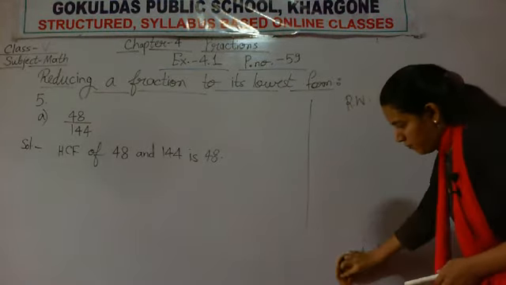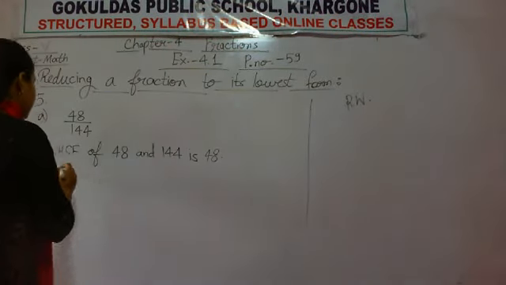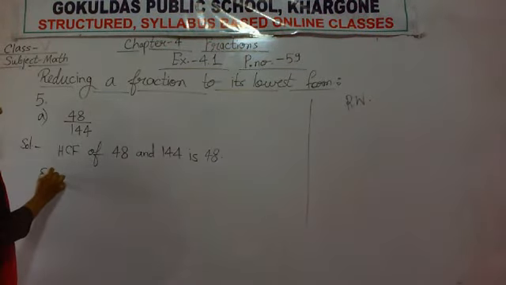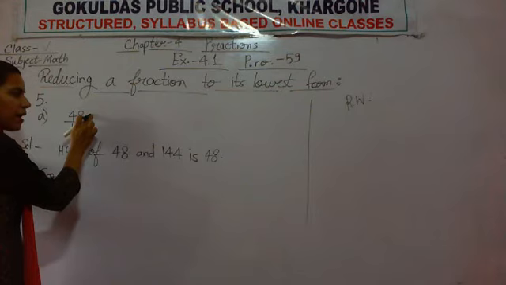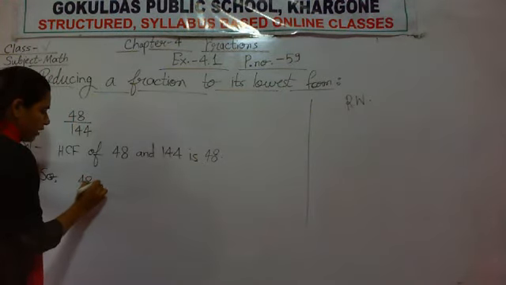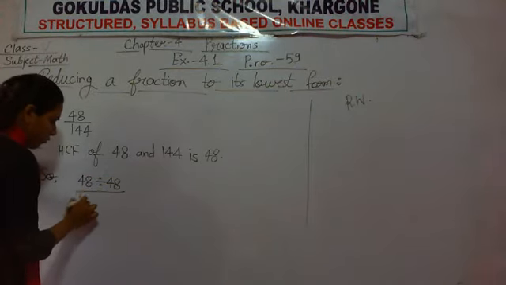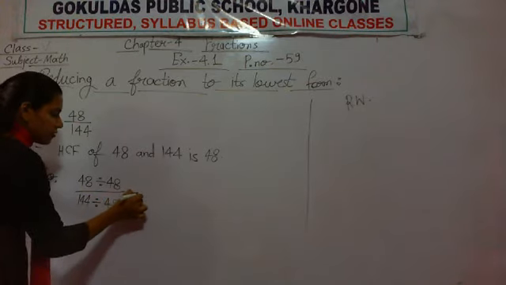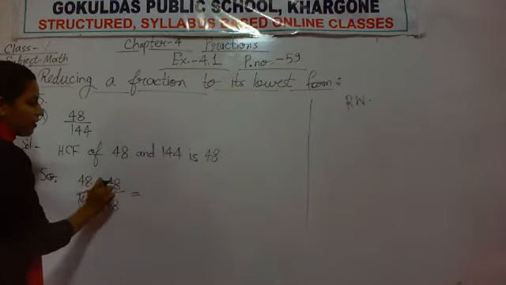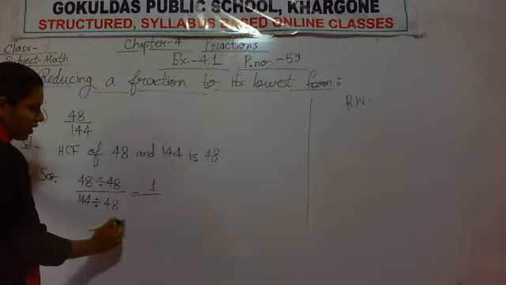Now second step. In second step, what will we do? We will divide numerator and denominator both by HCF. So 48 divided by 48 upon 144 divided by 48. When we divide 48 by 48, our answer will be 1 upon 144 divided by 48.